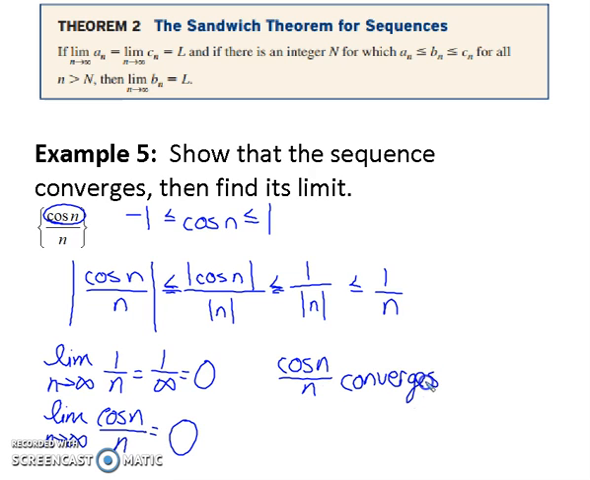I personally do not like the sandwich theorem. I'm not a fan of it. I feel like it's just kind of the trick you pull out when you have no other means available to show why something converges. I try every other method I know of before I try to use the sandwich theorem.